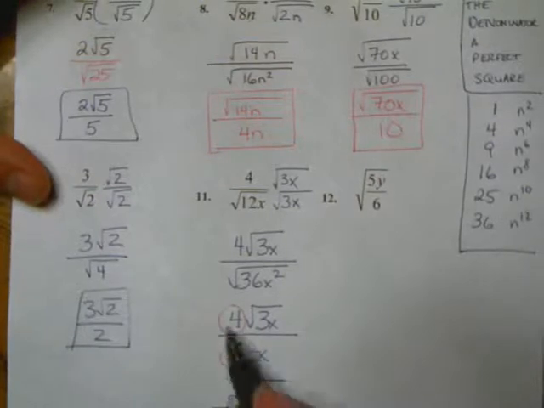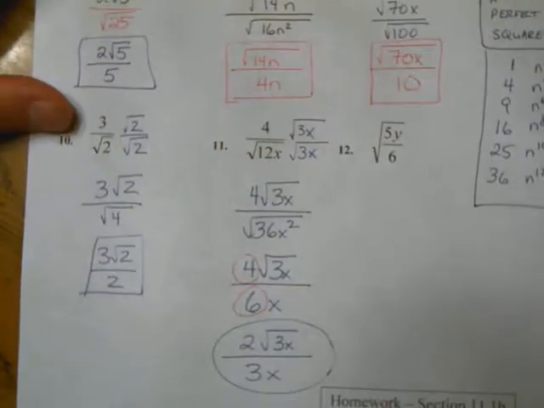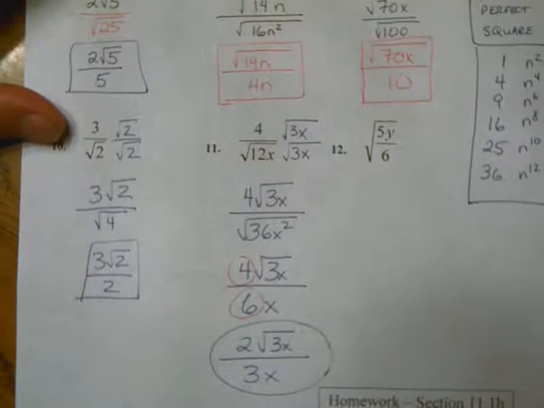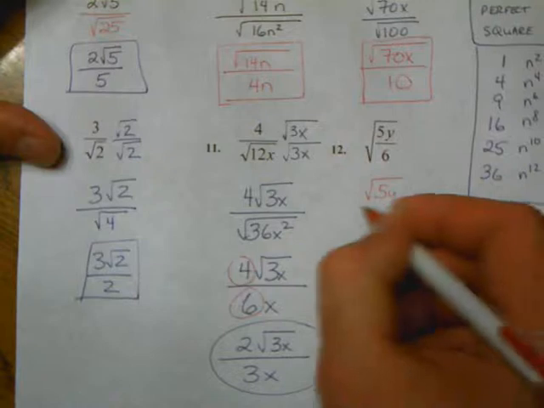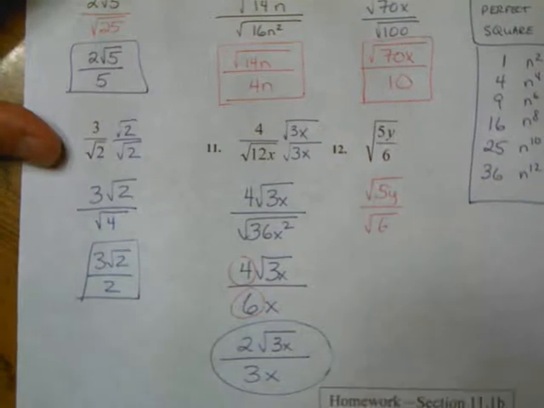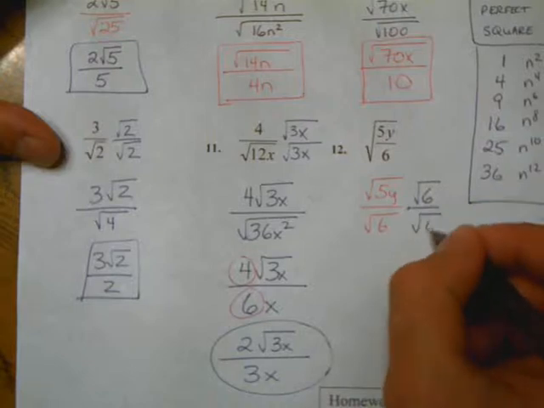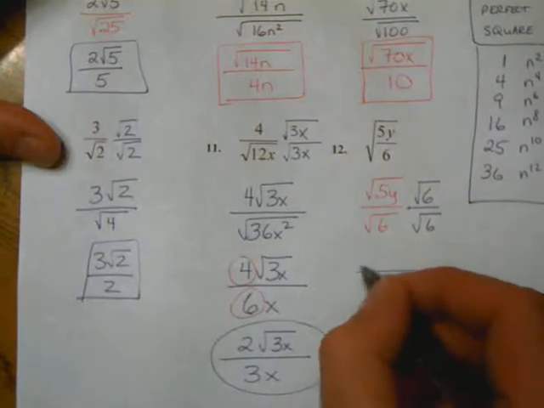But in this case, we have a special scenario. Do you realize that the 4 and the 6 are both outside the radical? And the 4 and the 6 can both then be canceled. That leaves us a final answer of 2 root 3x over 3x, because the 4 and the 6 became 2/3. So there's our final answer: 2 root 3x over 3x.